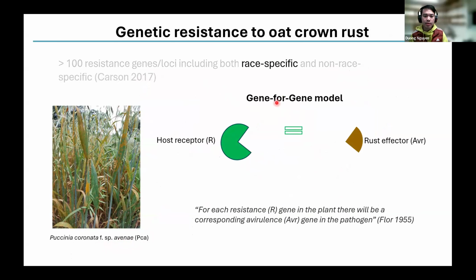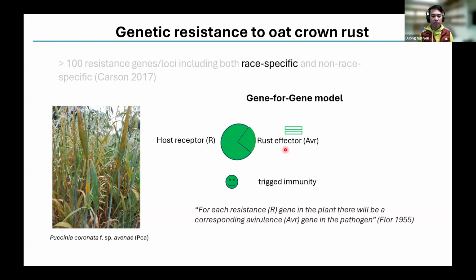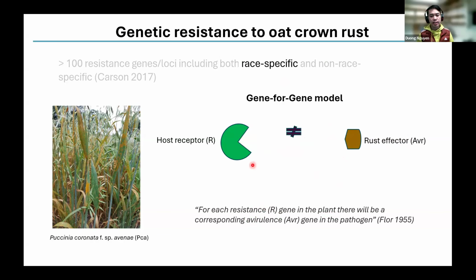The key concept of race-specific resistance is based on the gene-for-gene model, where for each resistance gene in the plant, there is a corresponding avirulence gene in the pathogen. If the host receptor recognizes the rust effector from the pathogen, that will trigger the immune system in the plant, leading to resistance. However, if the host receptor doesn't recognize the rust effector from the pathogen, that will lead to infection of the plant by the pathogen.